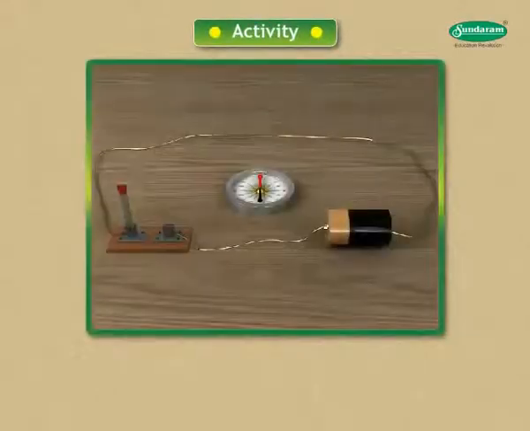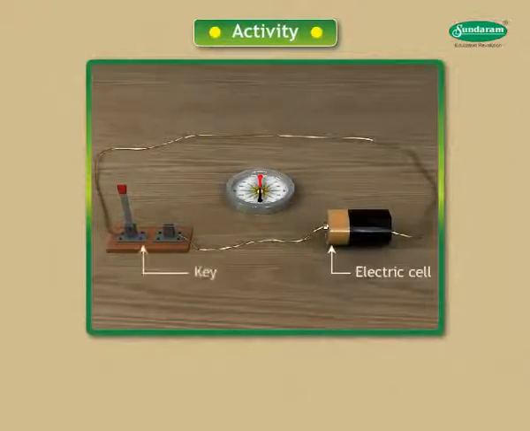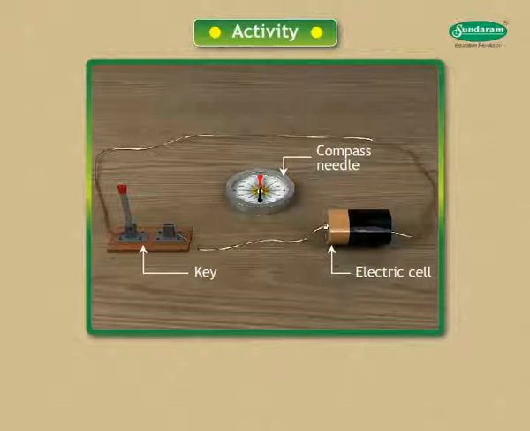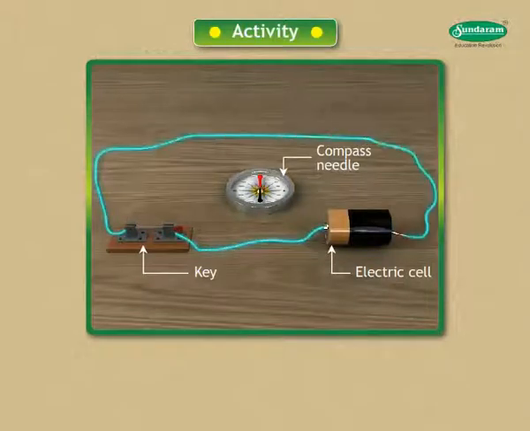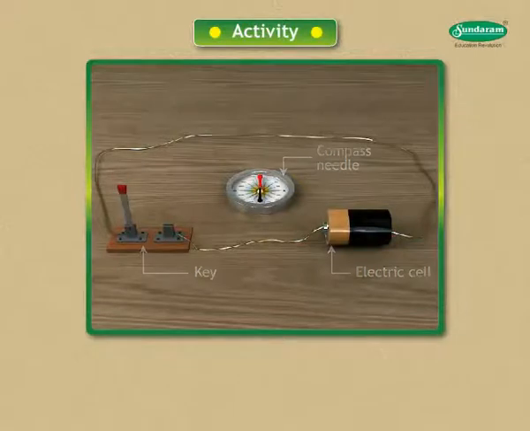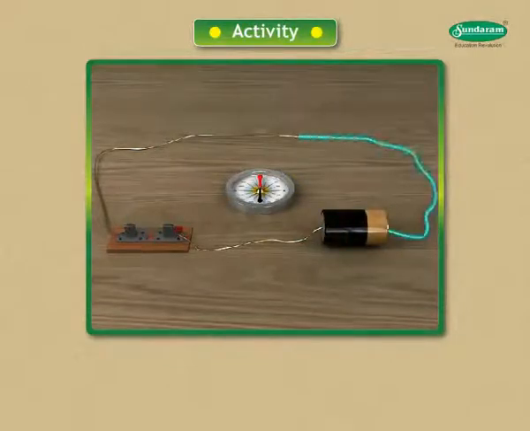Make the circuit by connecting the two terminals of the electric cell to the key as shown. Place the compass needle close to it. Note the direction in which compass needle is pointing. While watching the compass needle carefully, close the key for a few seconds. Release the key and watch again. Repeat the steps again by changing its polarity.